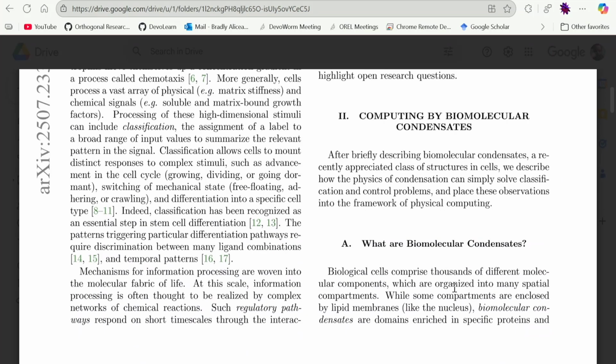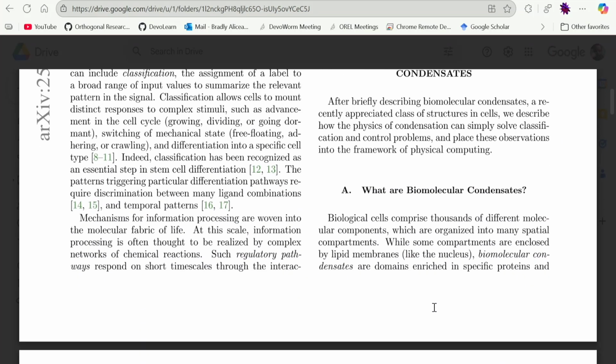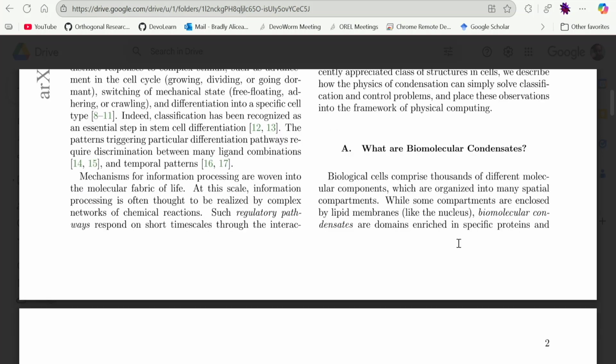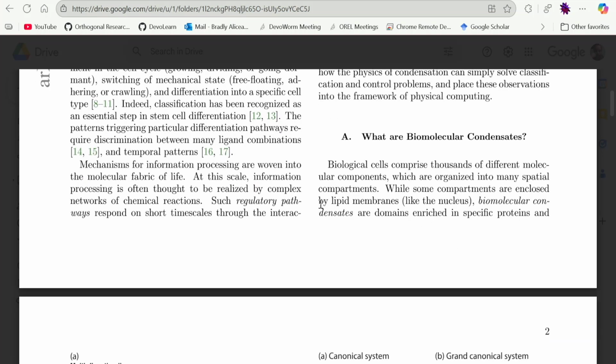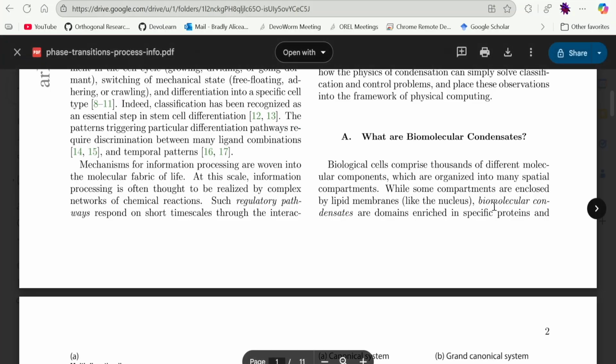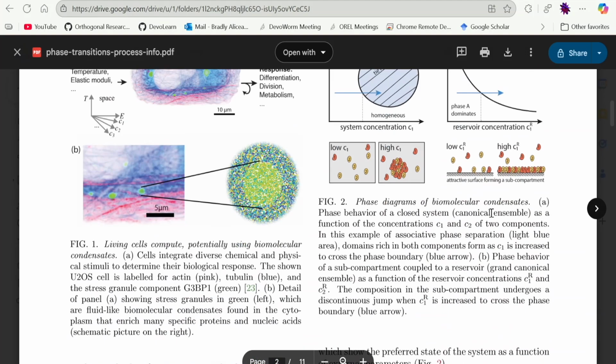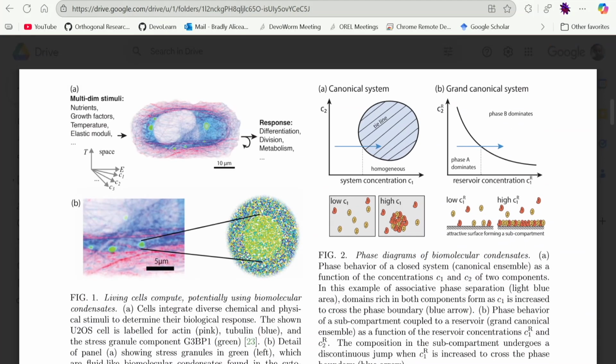And so this is where they talk about biomolecular condensates. Biological cells comprise thousands of different molecular components, which are organized into many spatial compartments. And while some of these compartments are enclosed by lipid membranes like the nucleus, biomolecular condensates are these domains that are enriched in proteins and nucleic acids. So, you have these basically clumps of material that have information in them. They're not enclosed like we see in a lot of organelles or in the nucleus, but they're floating around in the cytoplasm.